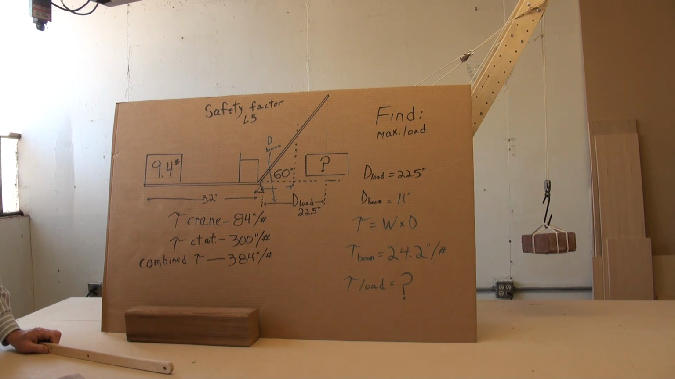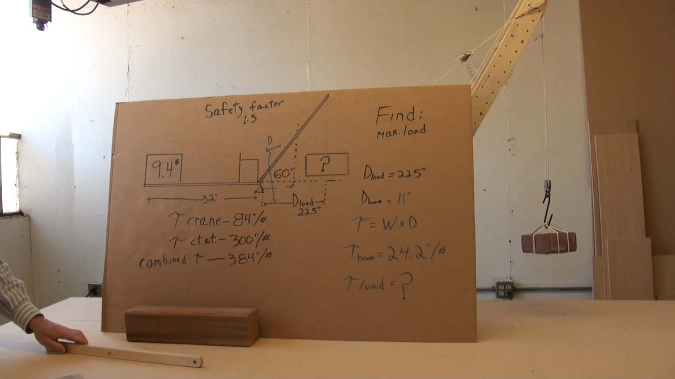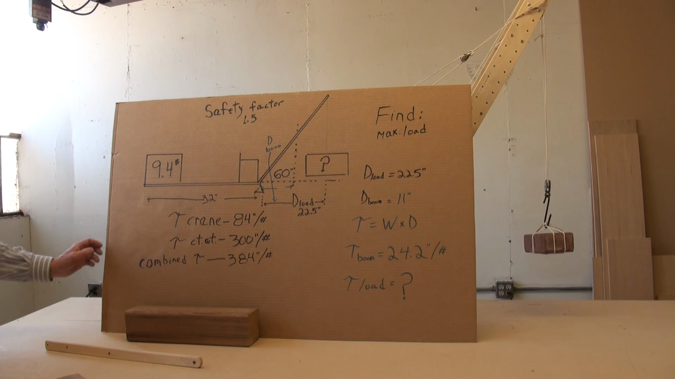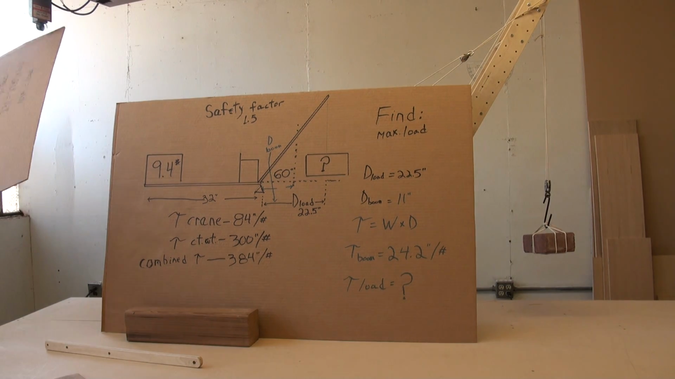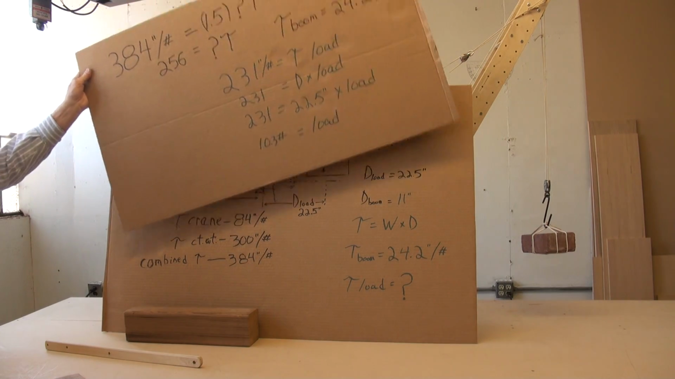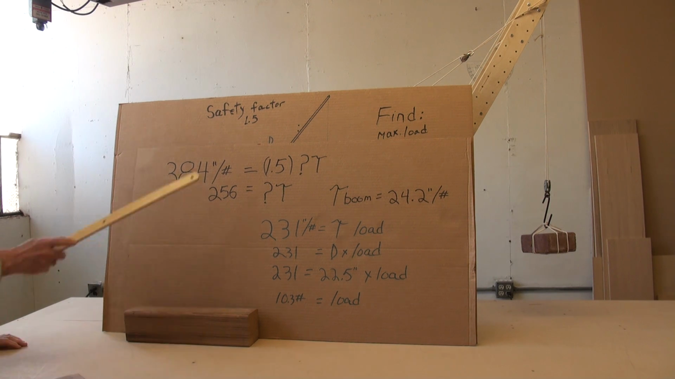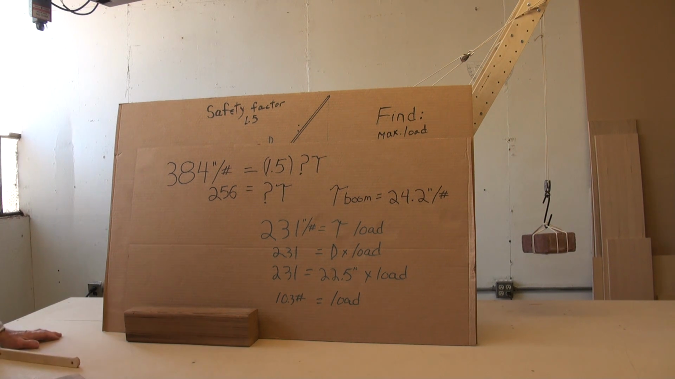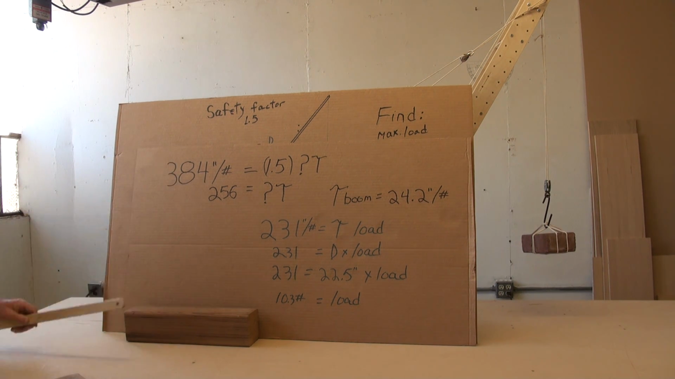So that's the torque of the boom. Now we need the torque of the load, and then we'll backtrack and find the weight of the load. Okay. Here we go. So we had a total of 384 on the crane side of the equation. Now remember the safety factor, 1.5? So everything on the boom, the combined torque of the boom and the load, you have to multiply by 1.5 to get a safe number for the crane.